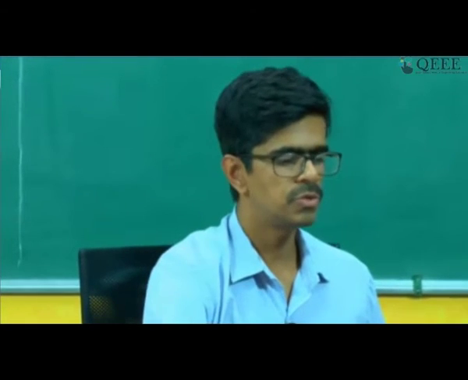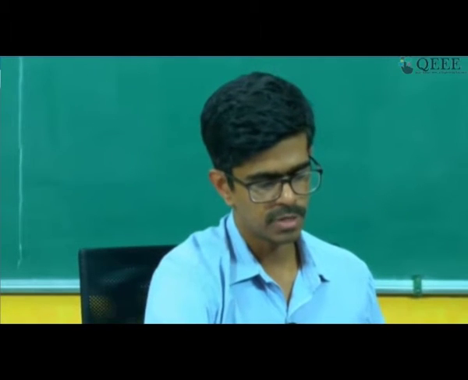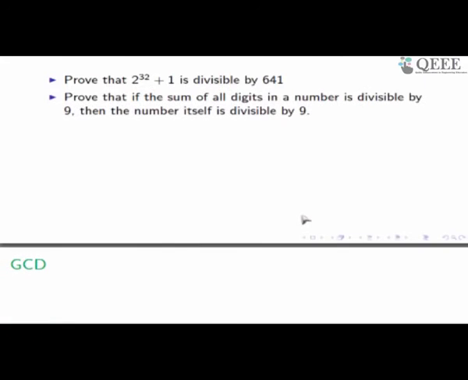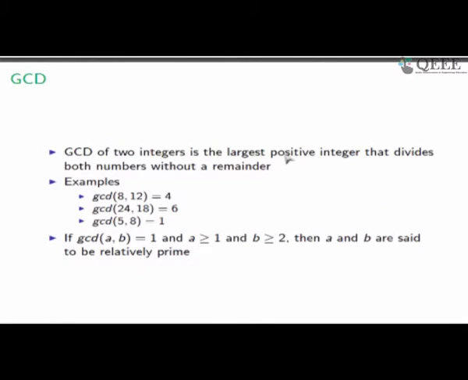So in a similar way you could actually prove the second thing, that is prove that if the sum of the digits of a number is divisible by 9, then the number itself is divisible by 9. Okay.